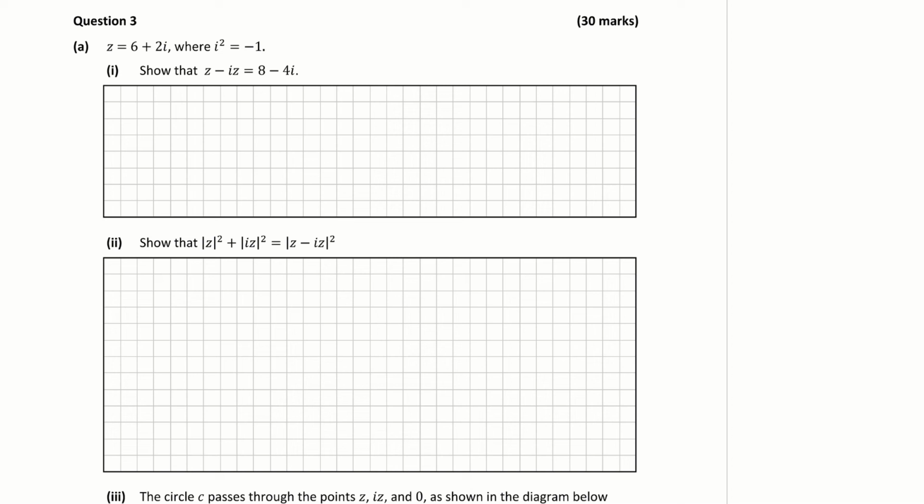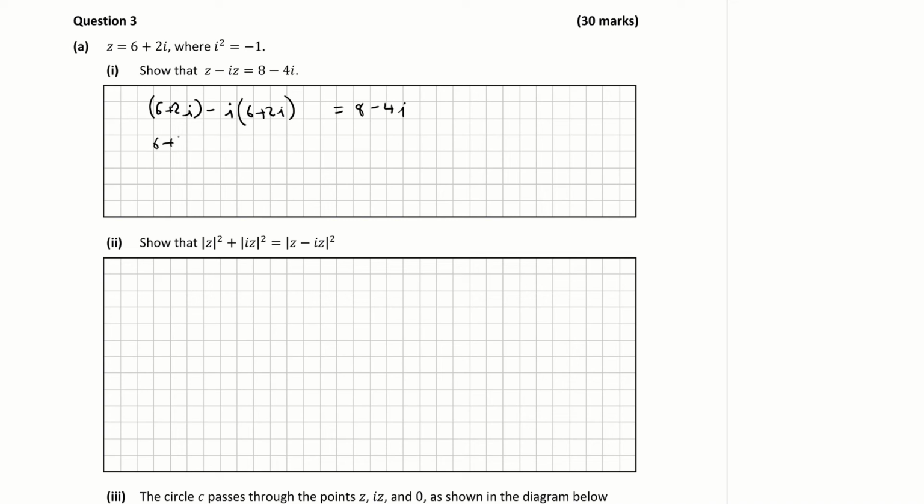Question 3a part 1, show that z minus iz is equal to 8 minus 4i. So z is given as 6 plus 2i, so I'm substituting that in for z. Then I times z, well I'm substituting in 6 plus 2i for z. And hopefully when I multiply all that out and simplify, I get 8 minus 4i.